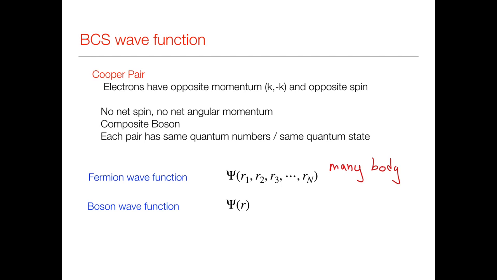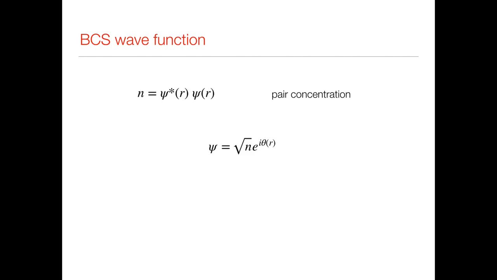Bosons, at least in this condensed state where they all have the same quantum numbers, are much more simple, because the fermionic wave function has to depend on the coordinates of every possible electron in the system, and there are a lot of electrons in a macroscopic system. But the boson wave function is the same for all the particles. So the boson wave function can be written quite simply as just a function of r. And it's that we're going to look at.